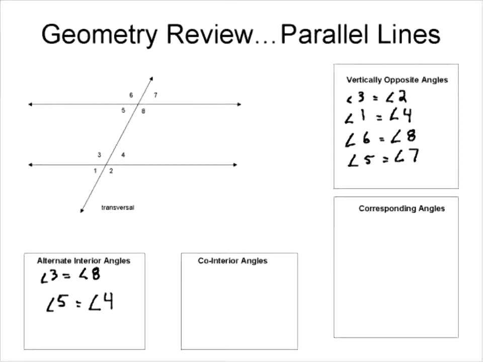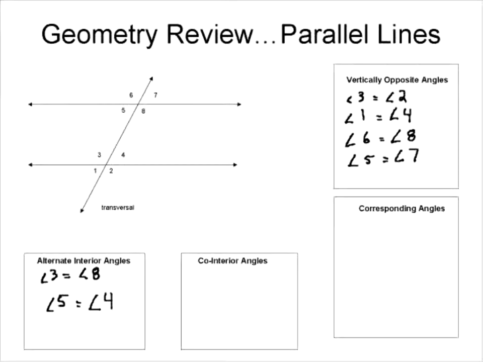Now you may have been taught this before as the Z rule. So if we have this Z like so, those are alternate interior angles. So that might be another thing that you were shown at some point, this Z rule. So that is the property for alternate interior angles. Now, we also have something called co-interior angles. Co-interior angles are the angles on the same side, and they are inside as well.